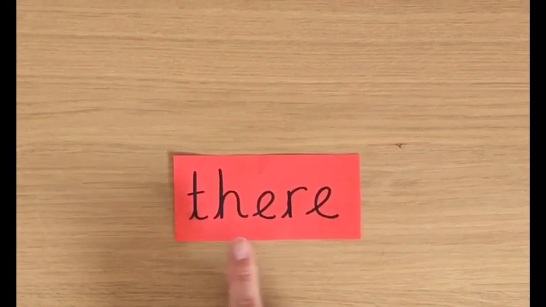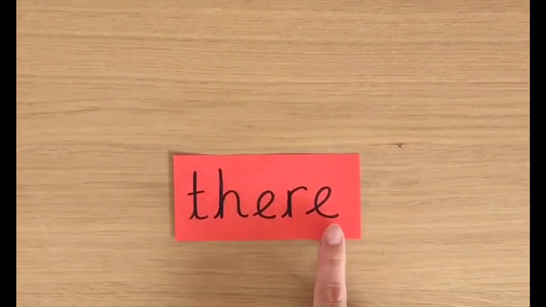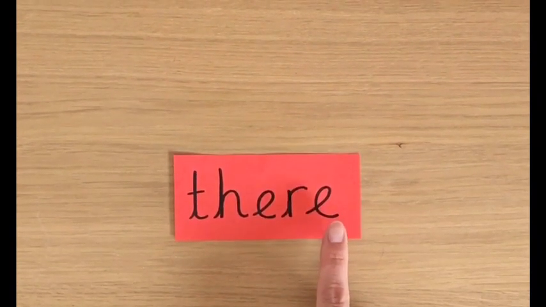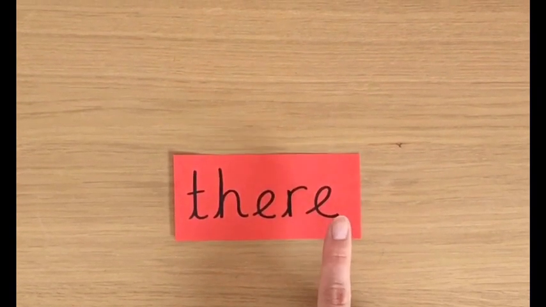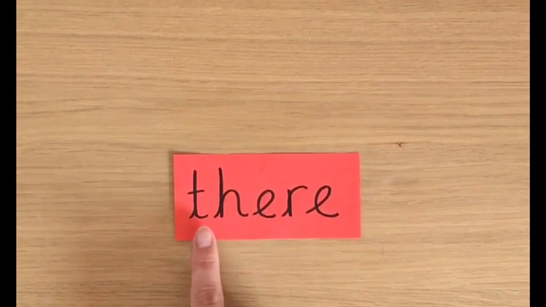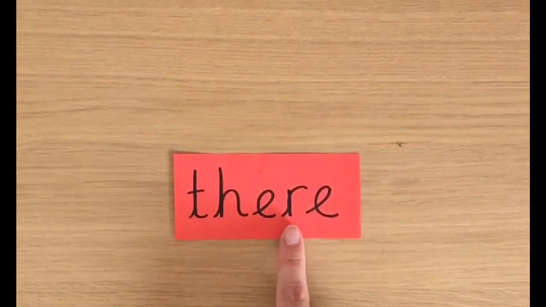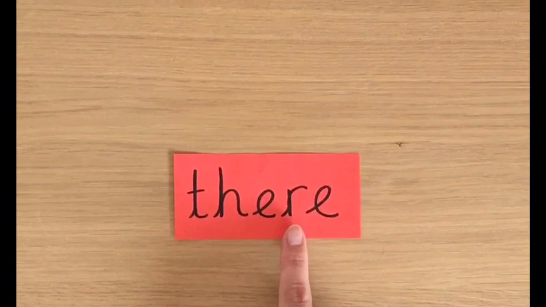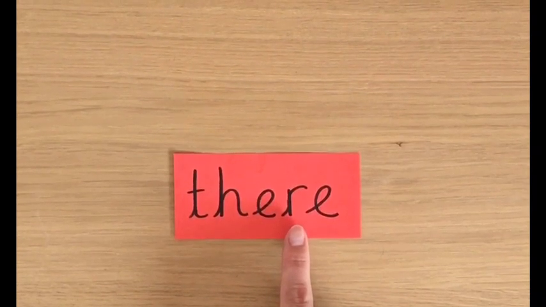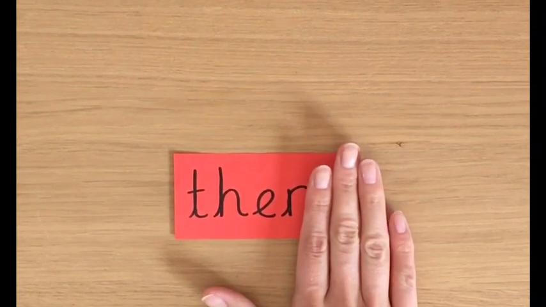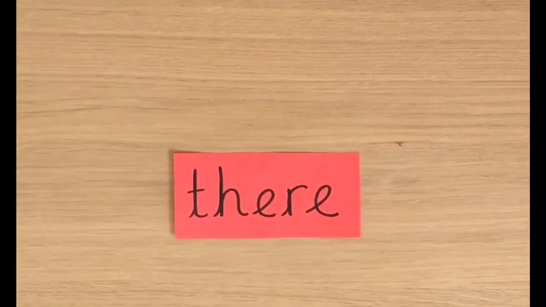This one says there. And you'll notice that there's an E on the end, and just like a lot of our tricky words, we can't hear that. It's there, but we can't hear it. There. We can hear the th if you listen really carefully. There. It sounds like it finishes with the r. You've got that little E just popped on the end.